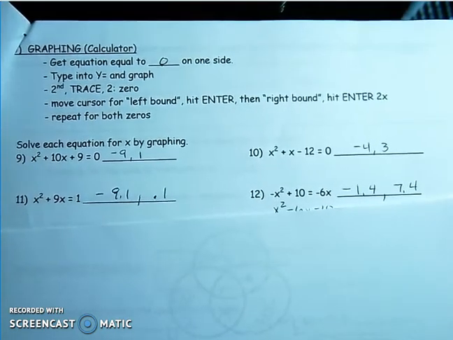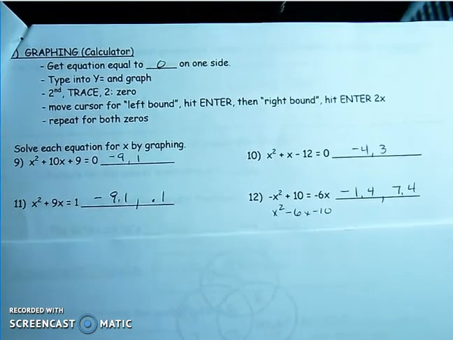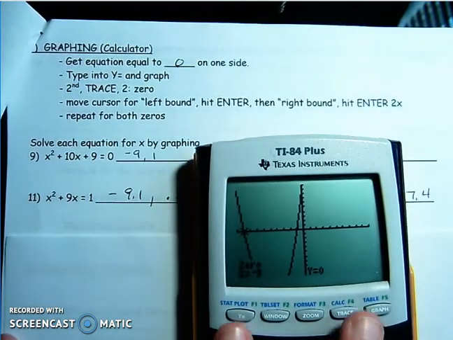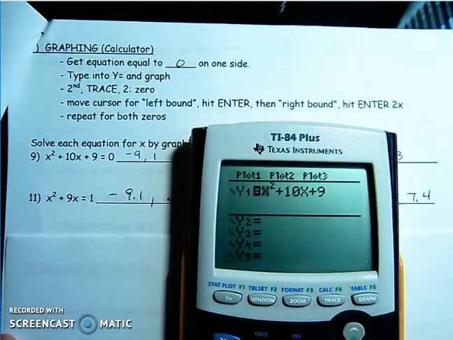However, with number 11 and 12, it doesn't work as pretty. In number 11 and 12, first off, it's not equal to 0, so you need to move the 1 over for number 11. That gives us x squared plus 9x minus 1 as our equation. Oh my goodness, x squared plus 9x minus 1.